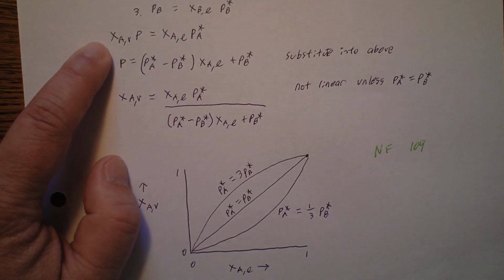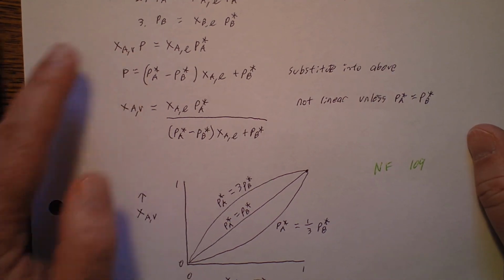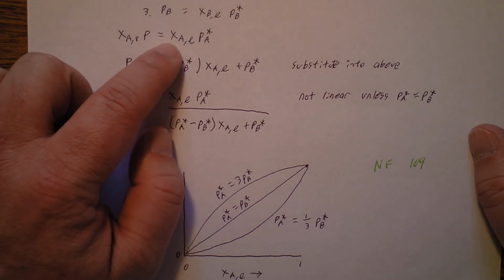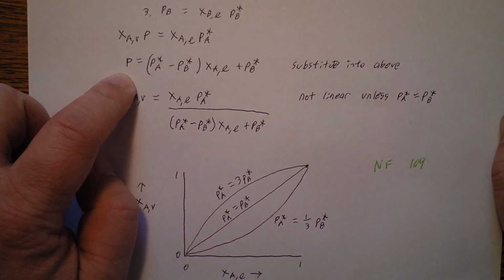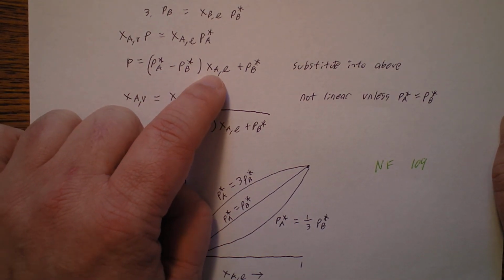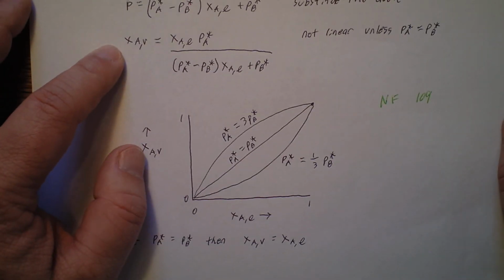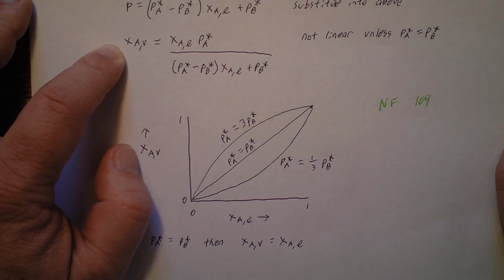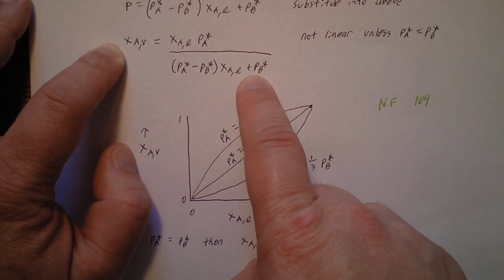So, let's say we have the mole fraction of A in the vapor phase times pressure equal to the mole fraction of A in the liquid phase times PA star. Then we get P is equal to PA star minus PB star times the mole fraction of A in the liquid phase plus PB star. We're going to substitute this into the above equation. So we get the mole fraction of A in the vapor phase is equal to the mole fraction of A in the liquid phase times PA star divided by PA star minus PB star times the mole fraction of A in the liquid phase plus PB star.